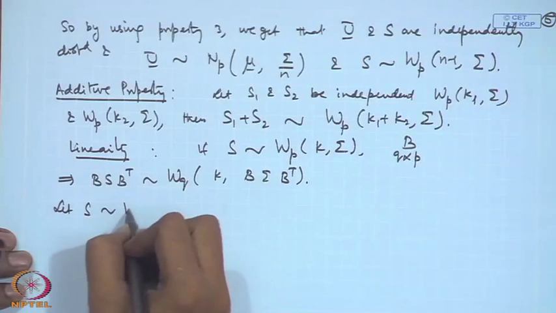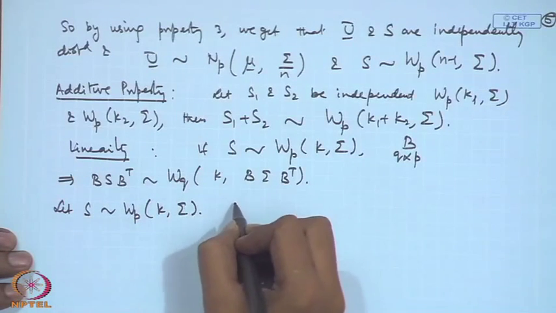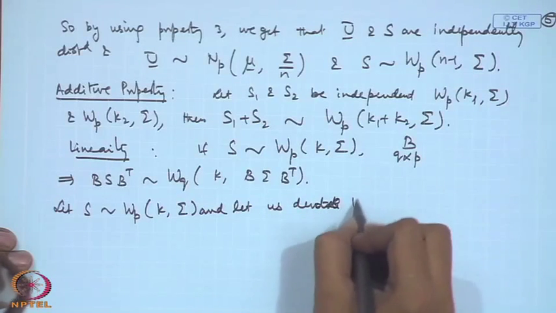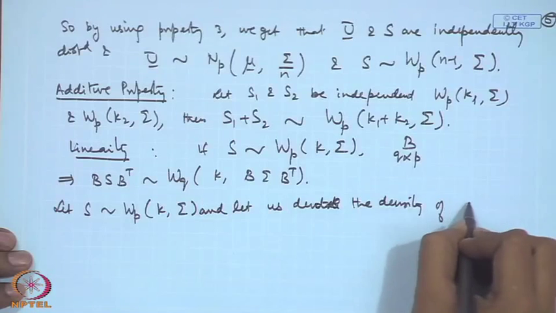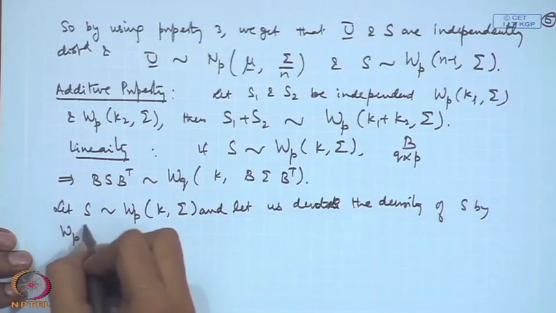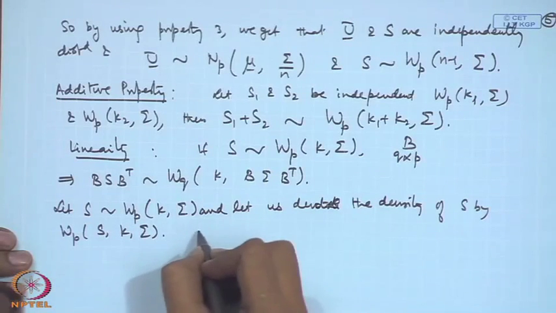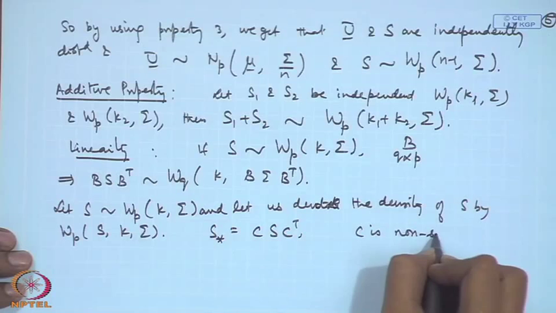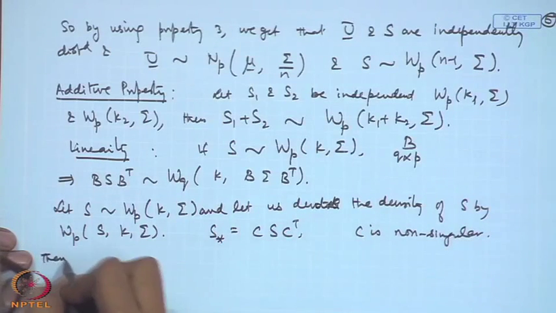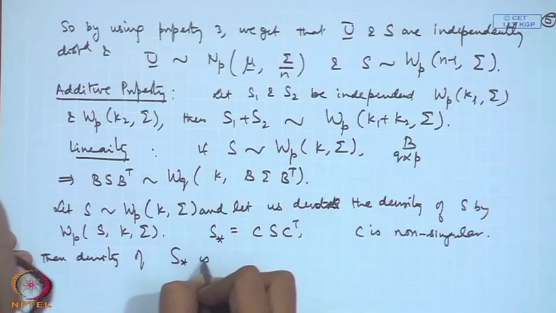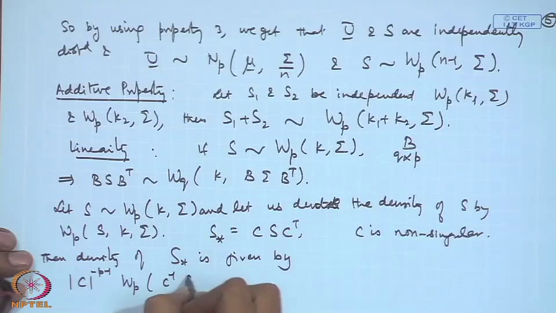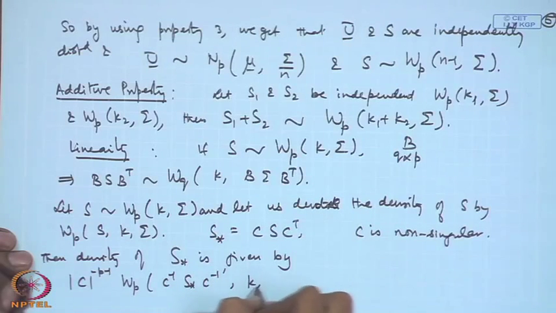Let S follow Wishart(k, sigma), and let us denote the density of S by W_p(S; k, sigma). Let us define S star equal to C S C transpose, where C is non-singular. Then the density of S star is given, by a transformation of this, as determinant of C to the power minus (p minus 1) times W_p(C inverse S star C inverse prime; k, sigma).